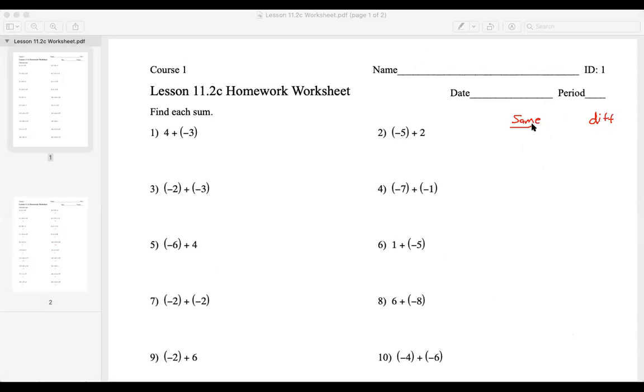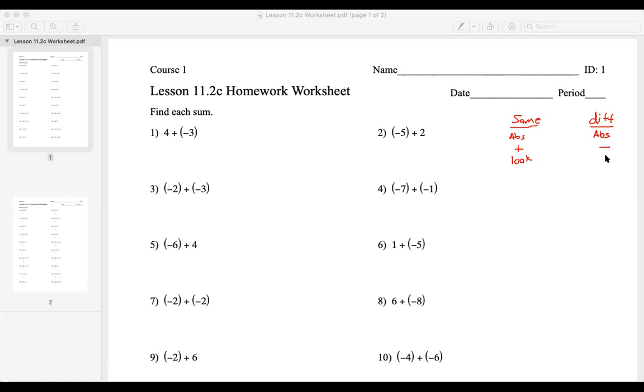For both same and different, step number 1 is ABS, absolute value of both numbers. I'm just abbreviating here. Same sign, you're going to add. Different sign, you're going to subtract, big minus small. For same sign, you're going to look at the original numbers, and whatever the signs were is the answer.